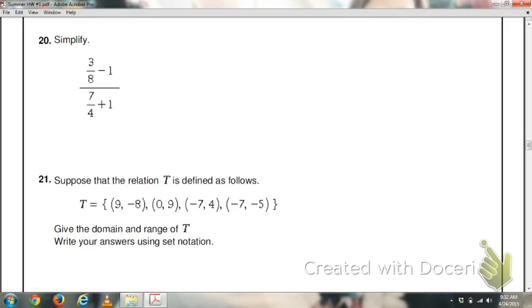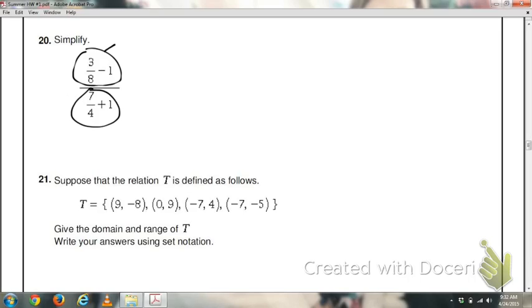Okay, number 20 is a complex fraction. When you have something like this, your first job is just to attack that top fraction. So I'm going to try to combine those first, and then I'm going to combine those to get one fraction in the top and the bottom.